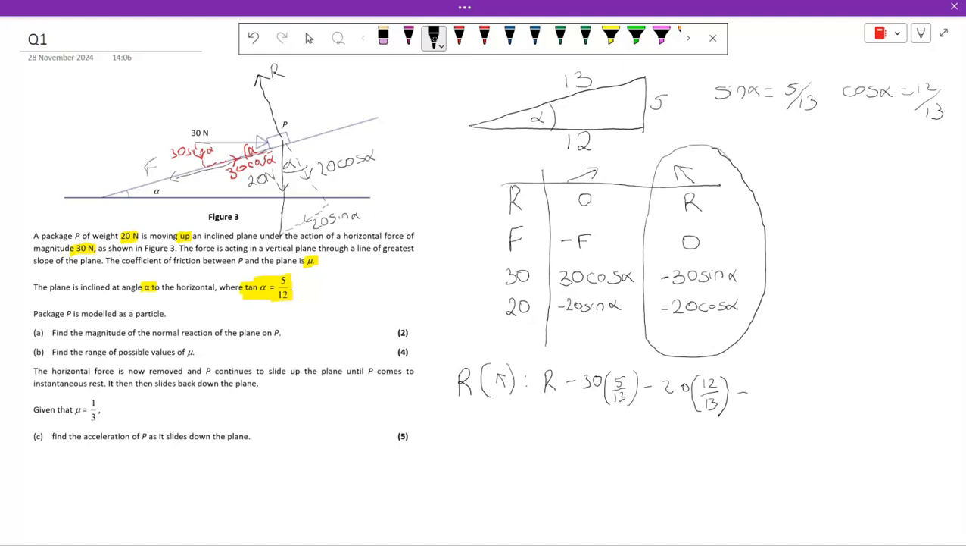And the particle doesn't bounce off the surface. So in the perpendicular plane, the resultant force, this is what you've calculated, will equal 0. And if you rearrange this equation, you'll get R as equal to 30 newtons. So that's your value of R found there.